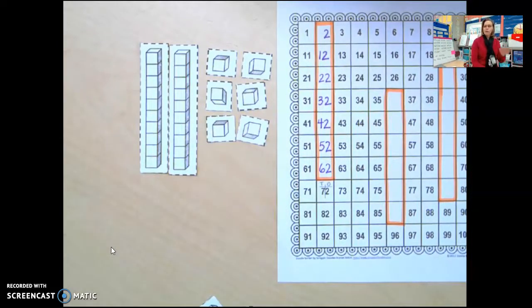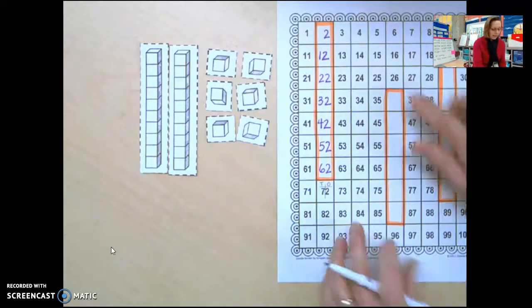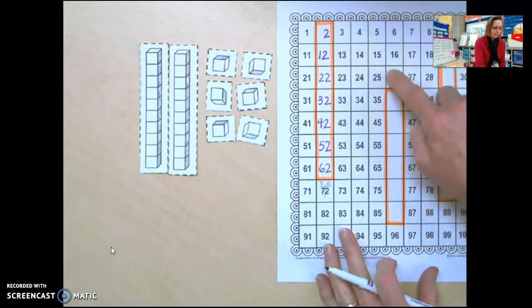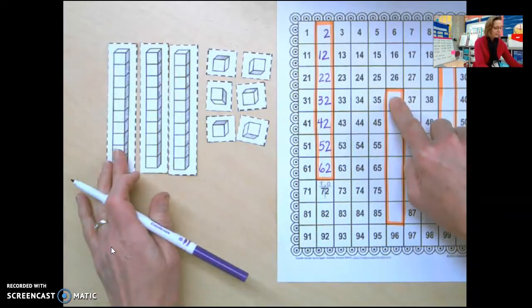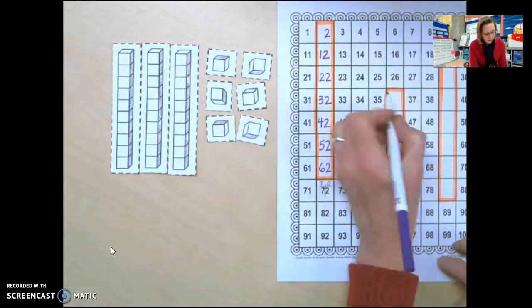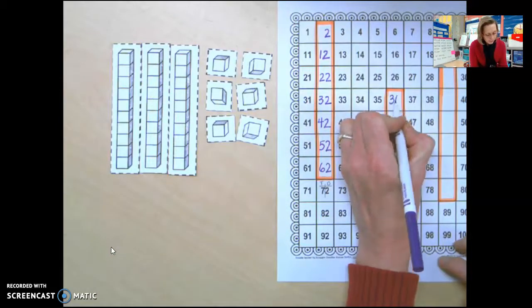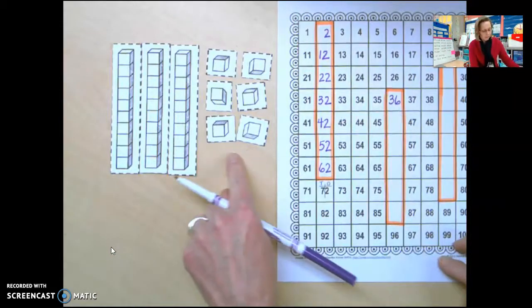Now remember, did I touch the cubes last time? I didn't, did I? The cubes just stayed there. They were by themselves. Okay, so now I need to go down to this box, which means I'm going to go more. It's going to be 10 more, so I add a stick. So now I have 36. Remember, I didn't change these, okay?